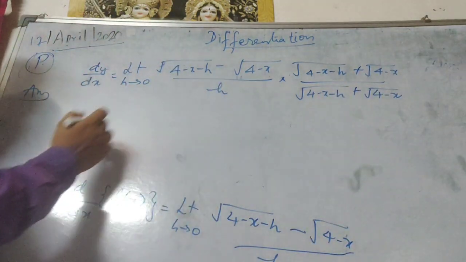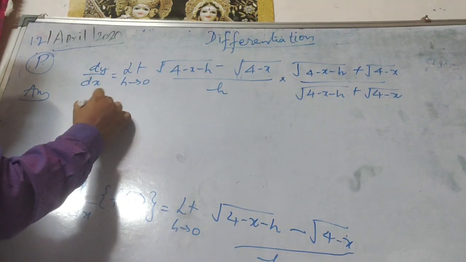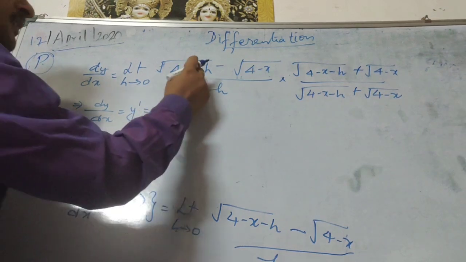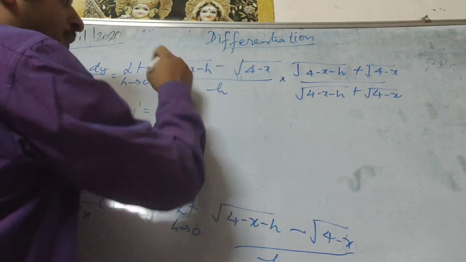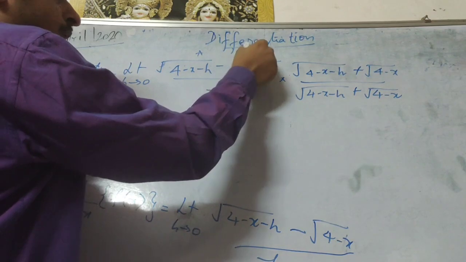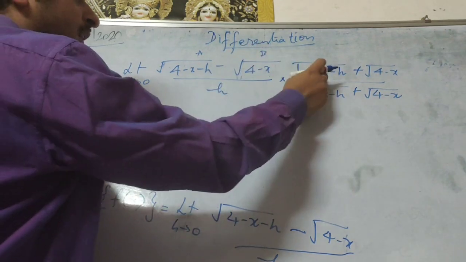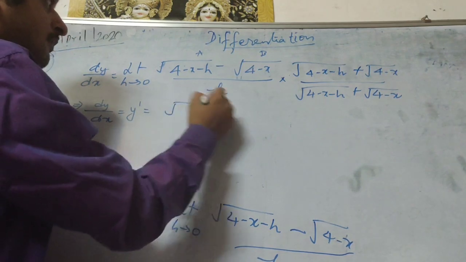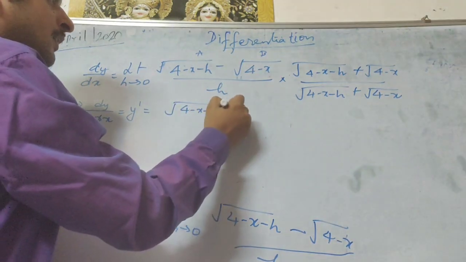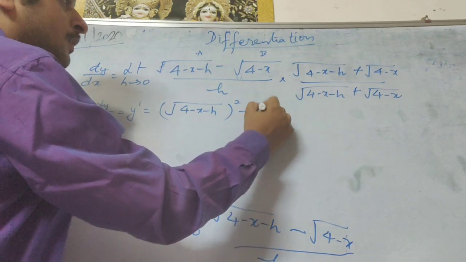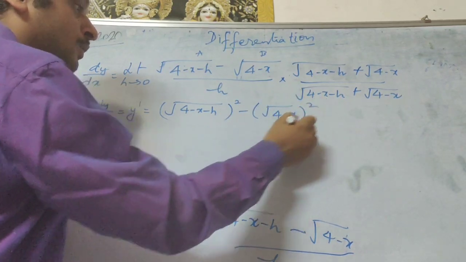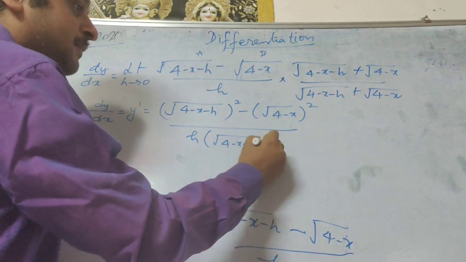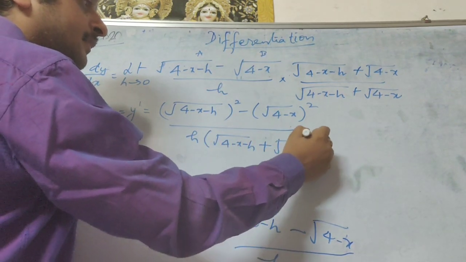Is that clear, students? Then what do we have? We get dy by dx or y dash equals, this is a minus b, this whole quantity considered as a and this whole quantity considered as b. A minus b into a plus b will be a square minus b square. So root of 4 minus x minus h whole square minus root of 4 minus x whole square by h into root of 4 minus x minus h plus root of 4 minus x.